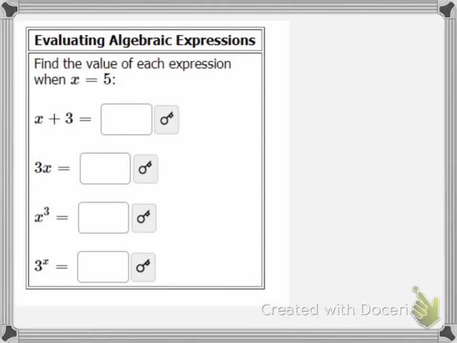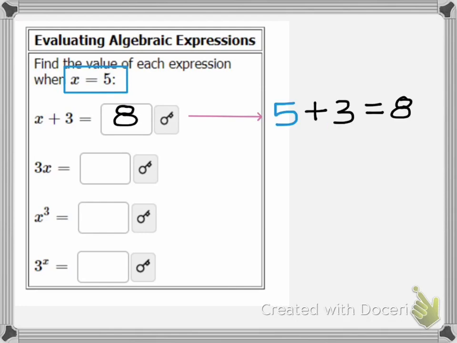In this video, we are going to evaluate some basic algebraic expressions for the value of the variable x equals 5. So basically what we're doing here is we're replacing the variable in each of these expressions with the quantity 5. So let's take a look at the first one. Wherever I see the x, I'm going to replace it with the number 5. So instead of x plus 3, I have 5 plus 3, which equals 8.